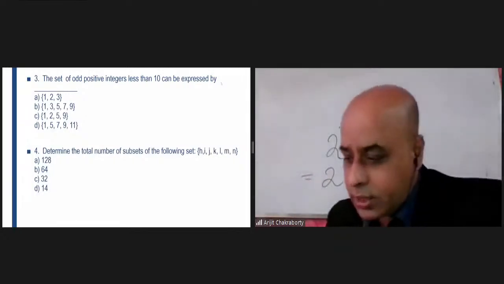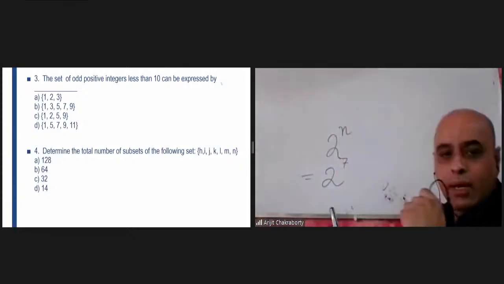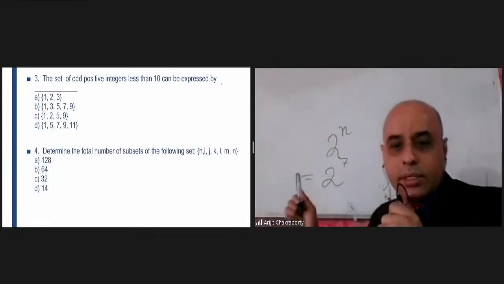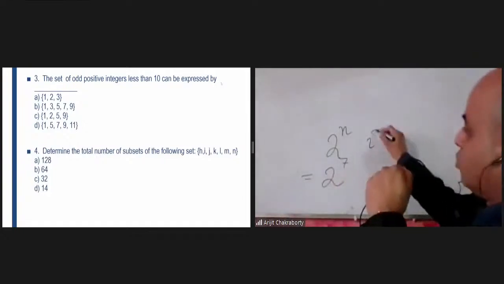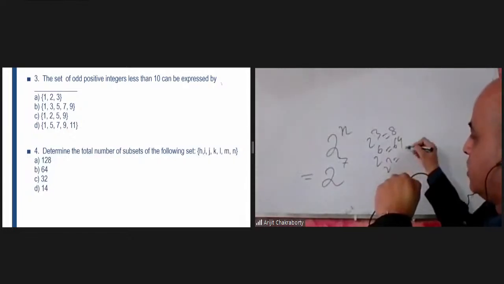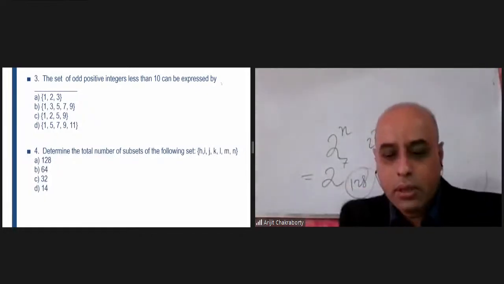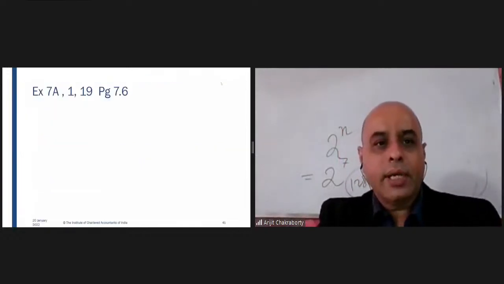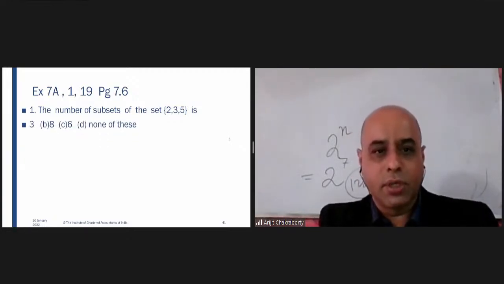Correct. Yes, many of you have got it right. Perfect. Now, 2 to the power 7 will give us how much? 2 cubed is 8. 2 to the power 6 is 64. So 2 to the power 7 is 64 into 2, that is 128. The answer is 128. Question number 4, the answer is 128. Option A is correct.